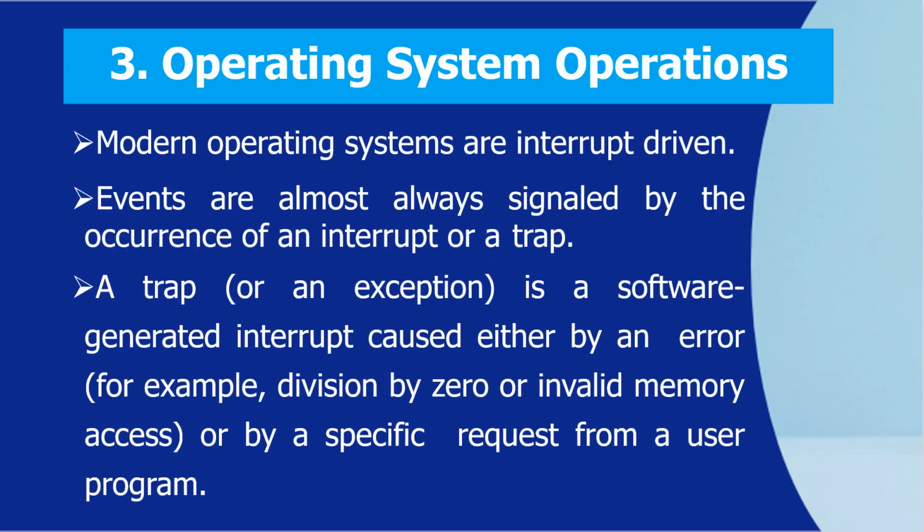Let us see the operating system operations. Modern operating systems are interrupt driven, so events are almost always signaled by the occurrence of an interrupt or a trap. A trap or exception is a software-generated interrupt caused either by an error, such as division by zero or invalid memory access, or by a specific request from the user program.